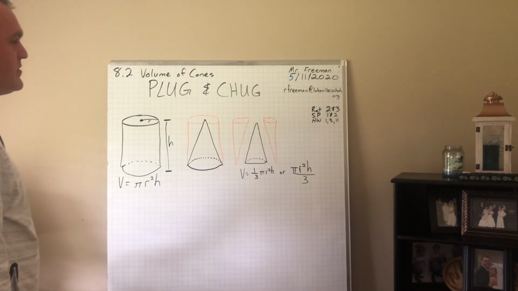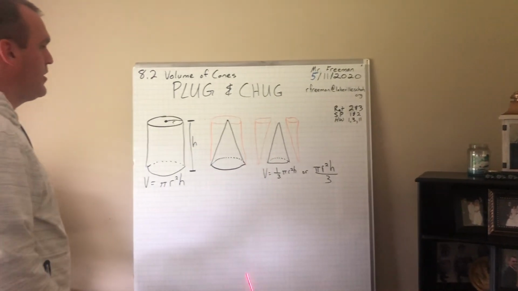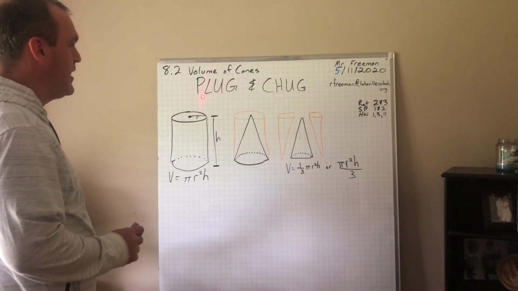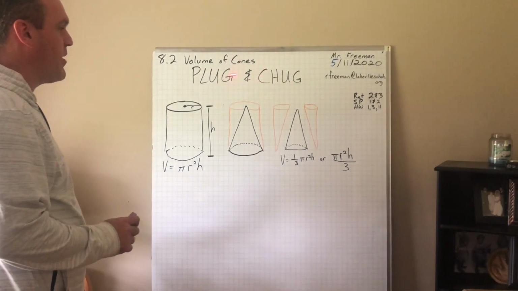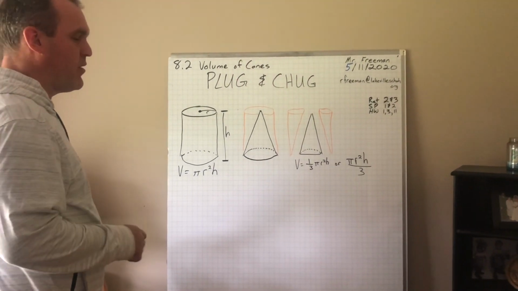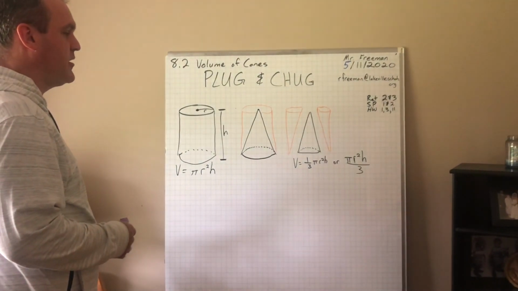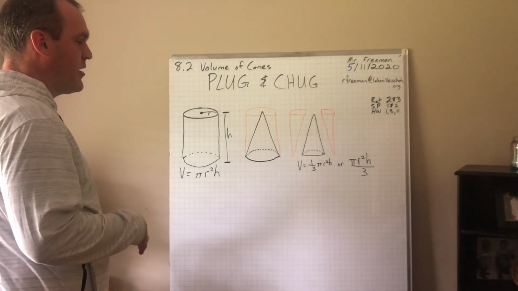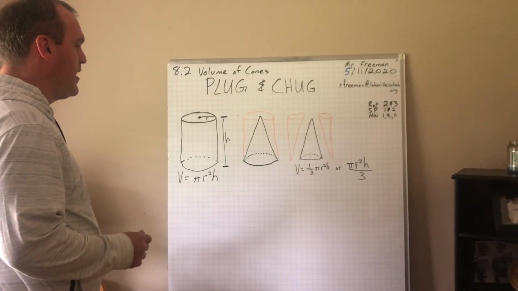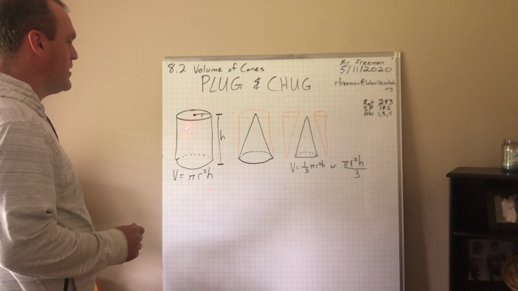Hi guys, this is the video for 8.2. We're doing the volume of cones. And I wrote really big "plug and chug" because, remember, if you watched 8.1, all we're doing is a lot of just plugging numbers into an equation and chugging them out and getting the answer that we need. In 8.1 we did volume of cylinders.